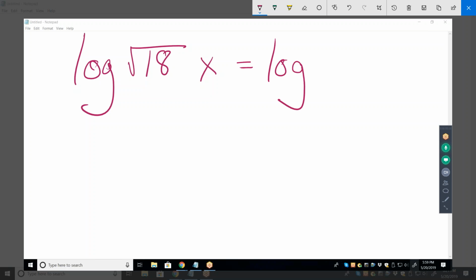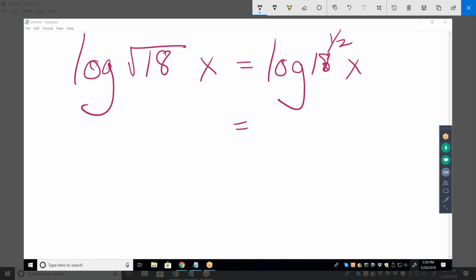How can I write square root of 18? 18 to the 1/2. Not the negative, just the positive 1/2. Positive 1/2 exponent means square root. 1/3 exponent means cube root. Okay. Times x. And now write it. Keep expanding it.